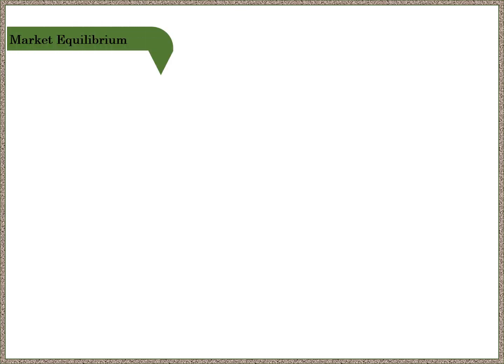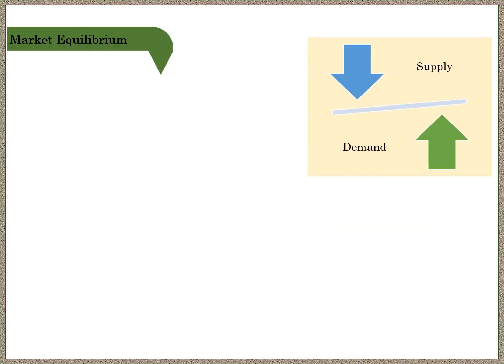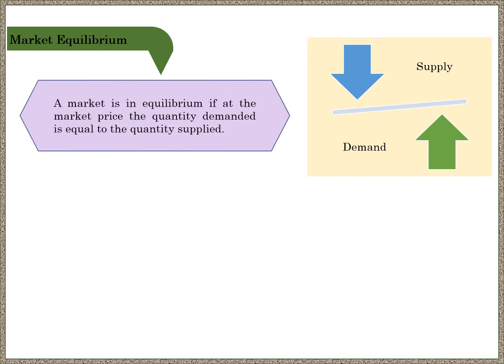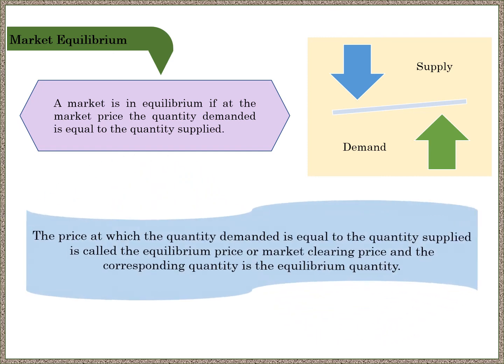Now let us understand an important concept of market equilibrium. A market is in equilibrium if at the market price the quantity demanded is equal to the quantity supplied. The price at which the quantity demanded is equal to the quantity supplied is called the equilibrium price or market clearing price, and the corresponding quantity is the equilibrium quantity.